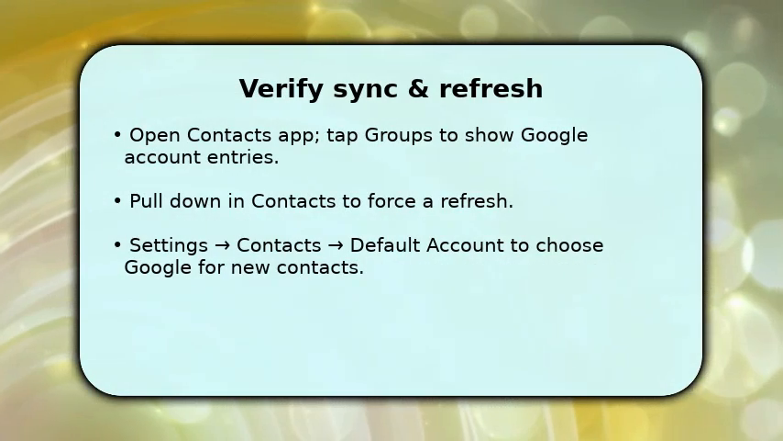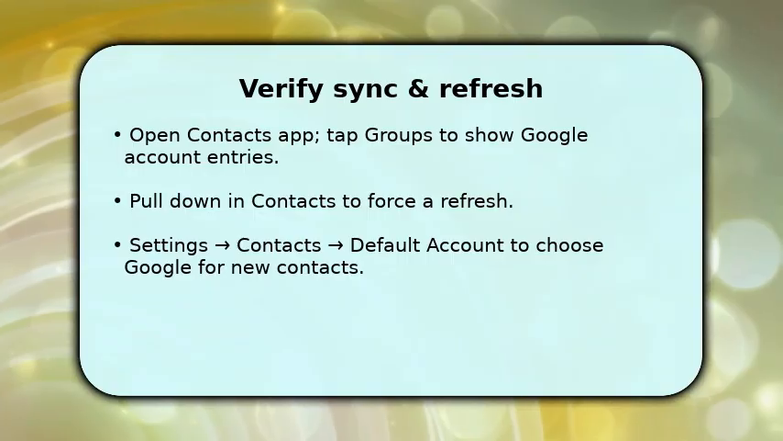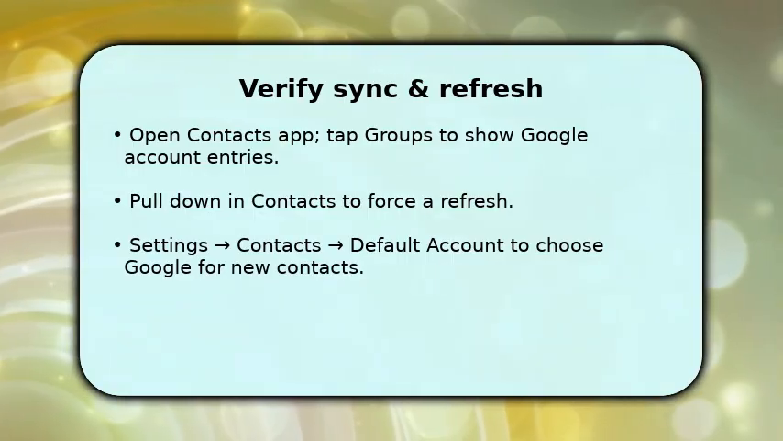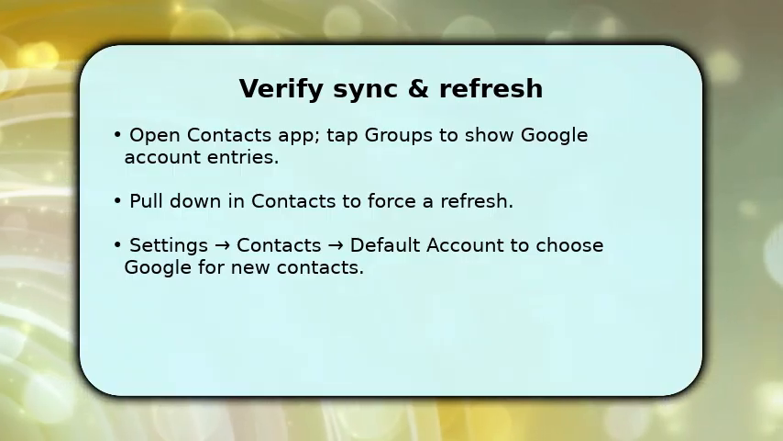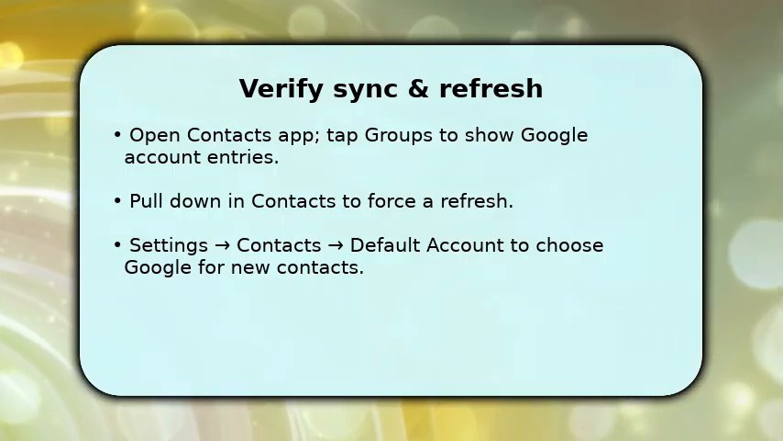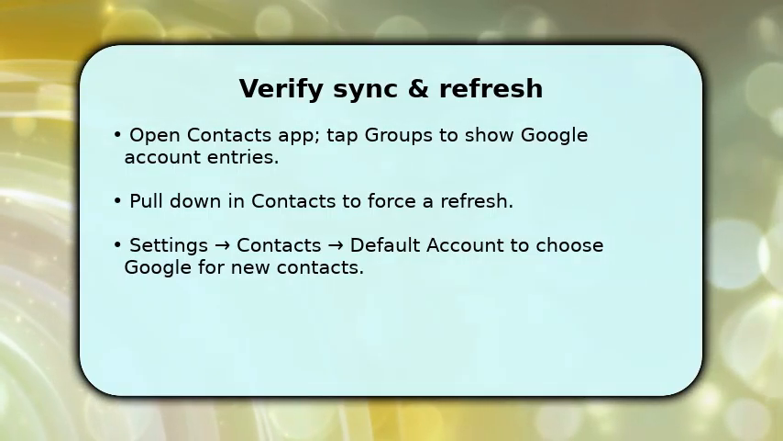Once the account is added, open the Contacts app and tap Groups to ensure your Google account is selected so its contacts are visible. Pull down in the contacts list to force a refresh. This prompts iOS to fetch new items immediately.